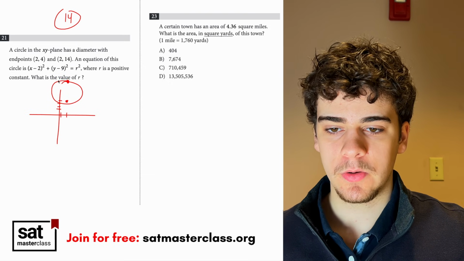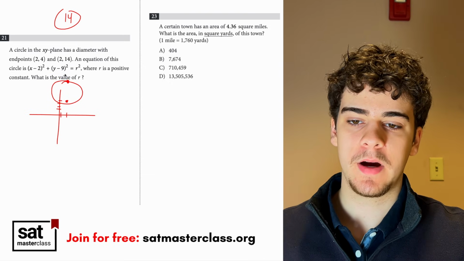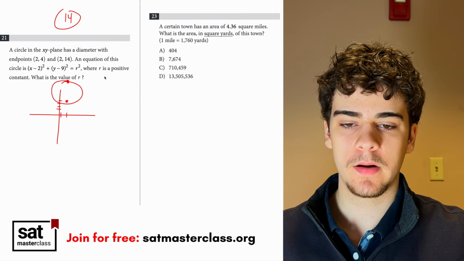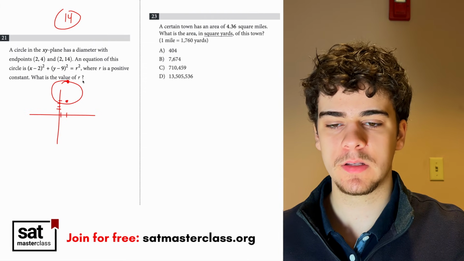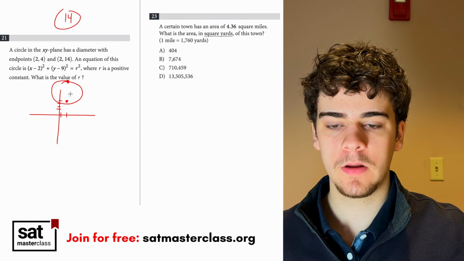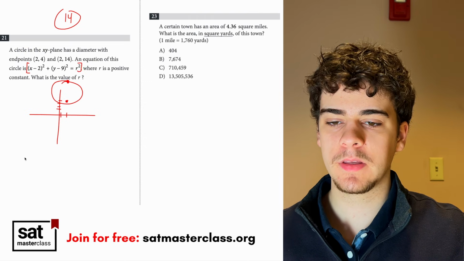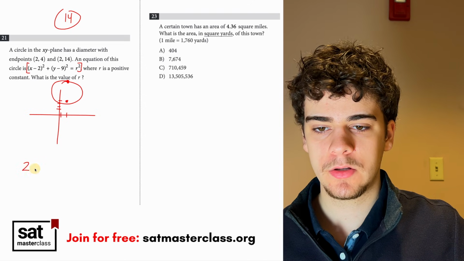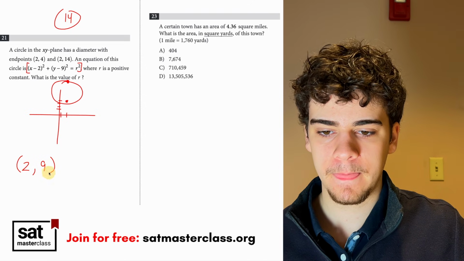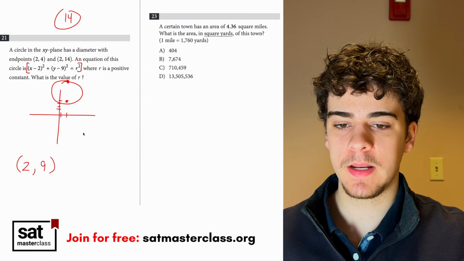An equation of this circle is (x - 2)² + (y - 9)² = r², where r is a positive constant. What is the value of r? Okay, so we know that these are the endpoints. Given this circle equation, we know that the center is going to be at (2, 9). And so we're just trying to figure out what the radius is.